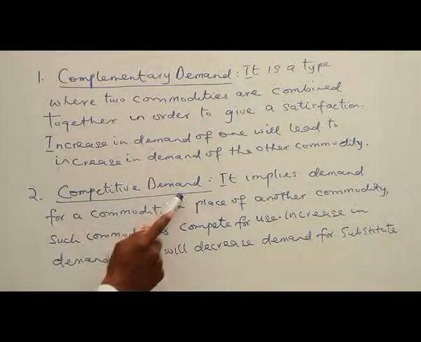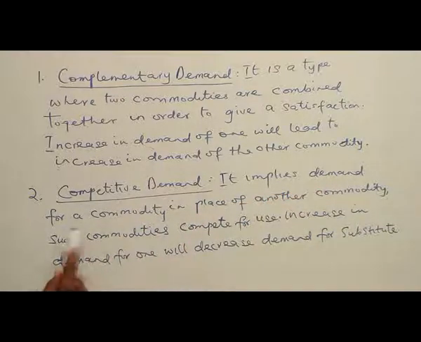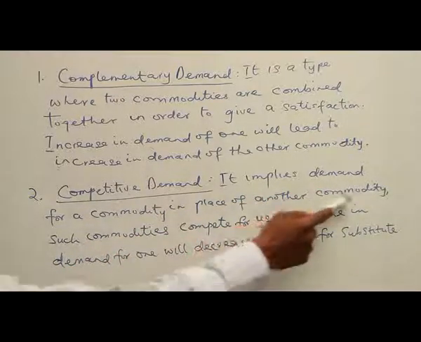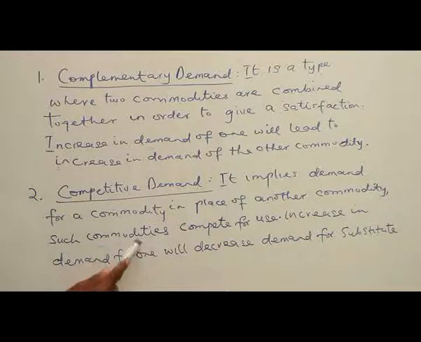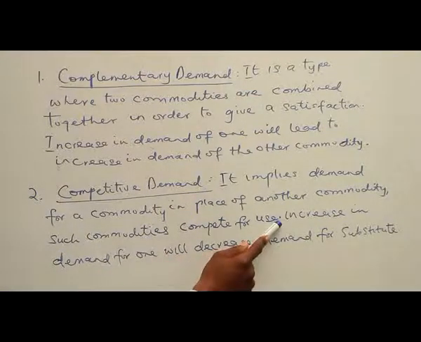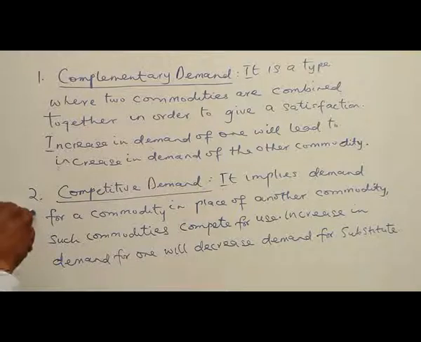Number 2, competitive demand. It implies demand for a commodity in place of another commodity. Such commodities compete for use. Here, two or more commodities can be in an environment or in an economy. They are competing for use. Take for instance, Nokia phone and BlackBerry phone. The two goods are in the economy for just a purpose, for communication.